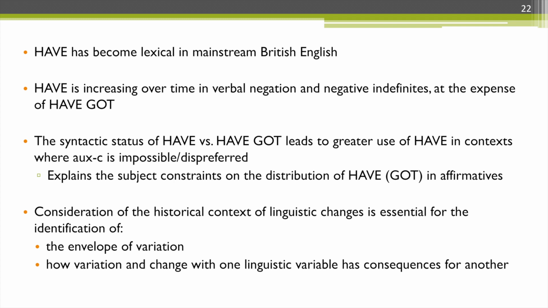And finally, by considering the historical context of the changes and the intersection between them, we can better understand the envelope of variation and not just consider contraction, negation and stative possession as separate things, but that actually they all intersect with one another, and we need to consider it as a system as a whole to see how variation and change with one variable can have consequences for another.